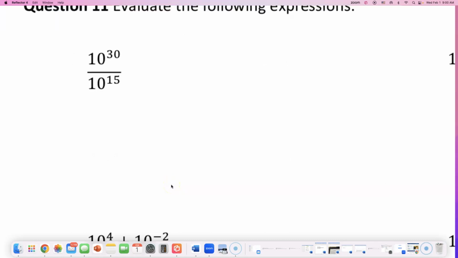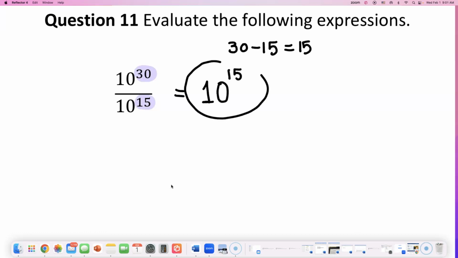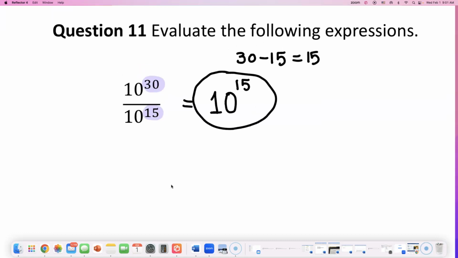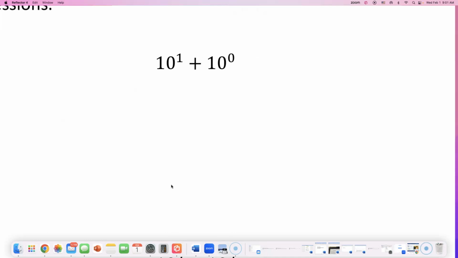10 to the 30th divided by 10 to the 15th. Well, we're going to subtract these exponents and do 30 minus 15. And if you subtract that, you'll get 15. So the answer for this is 10 to the 15th power. So this looks the same as what we did above on question 10, but there are some that are a little bit different, like over here.